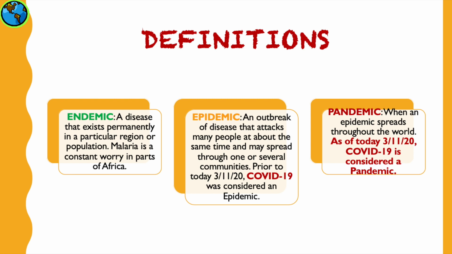An epidemic is an outbreak of disease that attacks many people at about the same time, and it can also spread through one or several communities. For example, prior to March 11th, 2020, COVID-19 was considered an epidemic. However, the World Health Organization declared COVID-19 a pandemic, which means this is when an epidemic spreads throughout the world. So it's not only attacking certain people in certain communities, it's going worldwide.